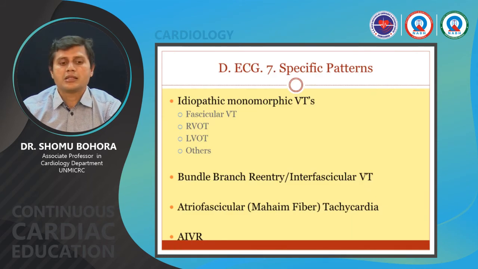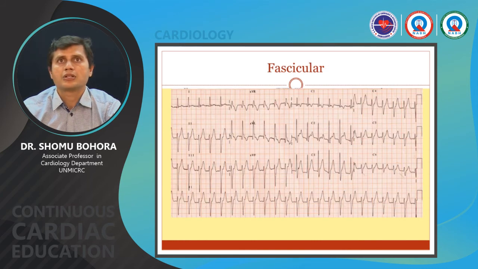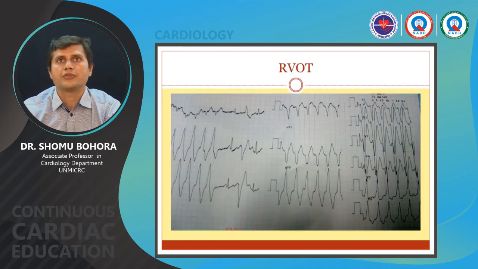Are there specific ECG patterns? Yes, specific ECG patterns of idiopathic monomorphic VTs like fascicular VT, RVOT, LVOT and others are there. Bundle branch re-entrant VT is there. Mahaim fiber tachycardia and EIV are there, which we can discuss. RBBB, relatively narrow complex with left axis deviation in a structurally normal heart, young patient should suggest fascicular VT.